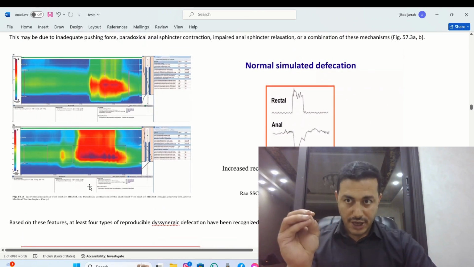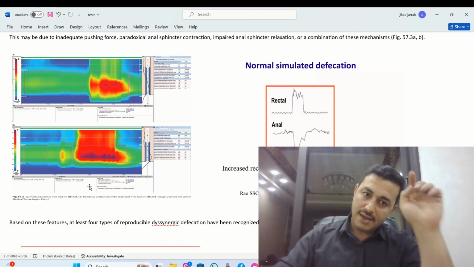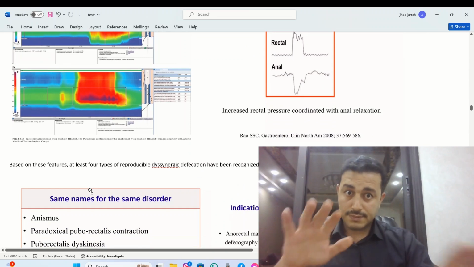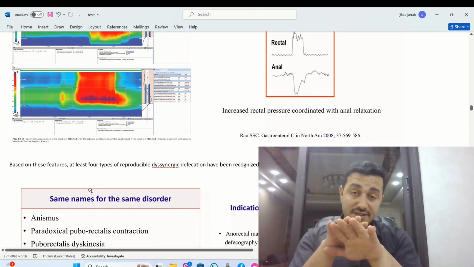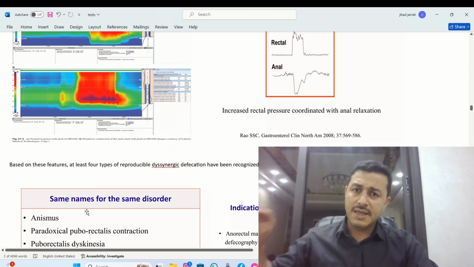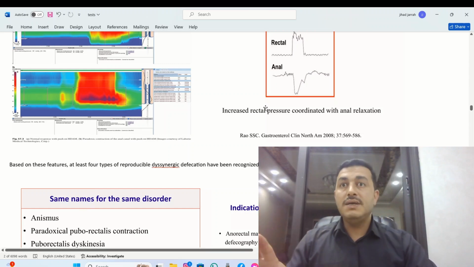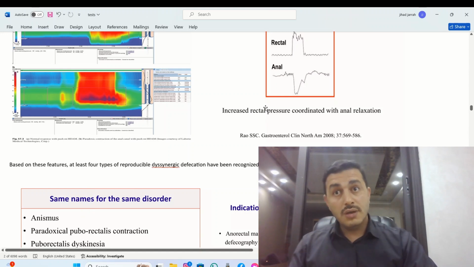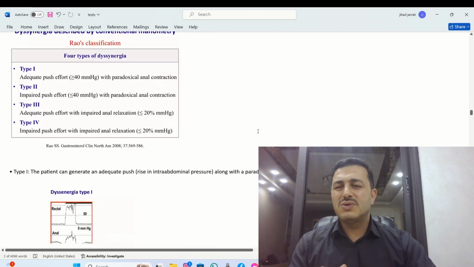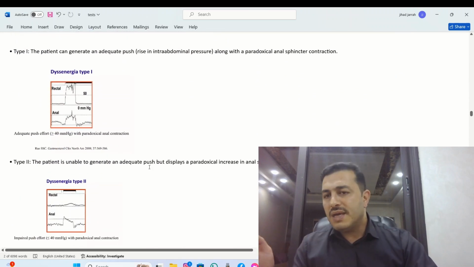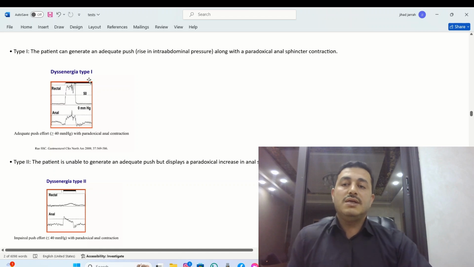The normal defecation requires increased rectal and decreased anal pressure. Any change in the rectal pressure, if it doesn't increase, this means inadequate push. If the anal pressure does not decrease, this means inadequate relaxation or paradoxical contraction. This will lead us to start talking about the four mechanisms of dyssynergia or dyssynergic defecation, as you see here.